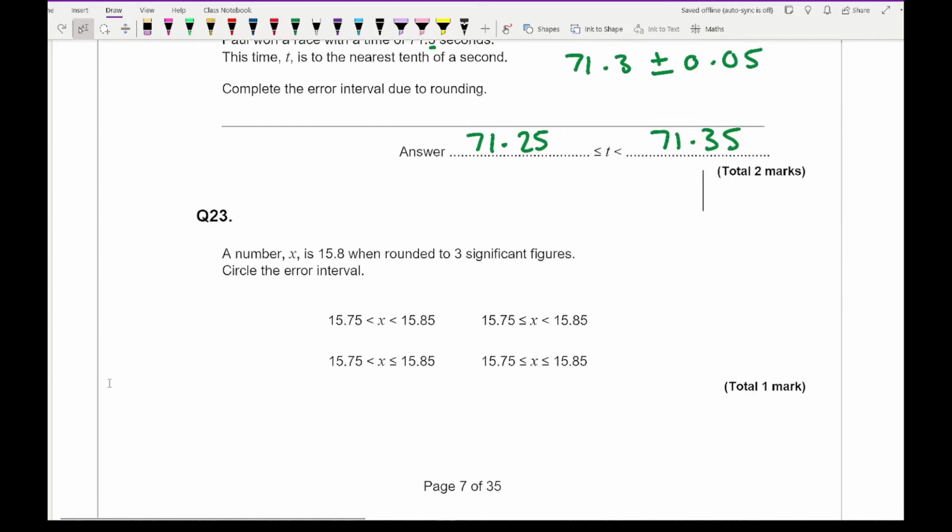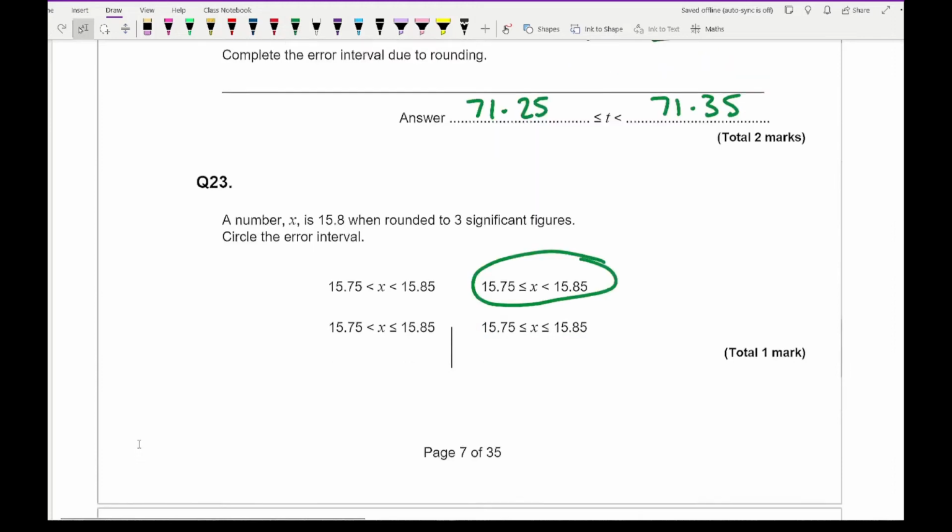Then moving on to question 23, it says a number x is 15.8 when rounded to 3 sig fig. Circle the correct error interval. And the one that you should highlight is the top right hand answer.